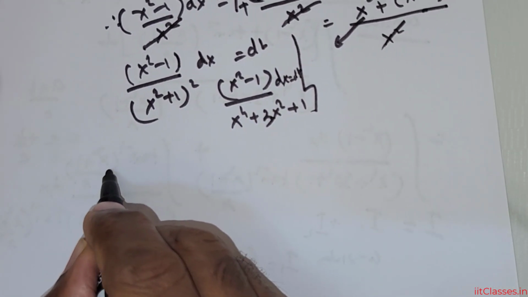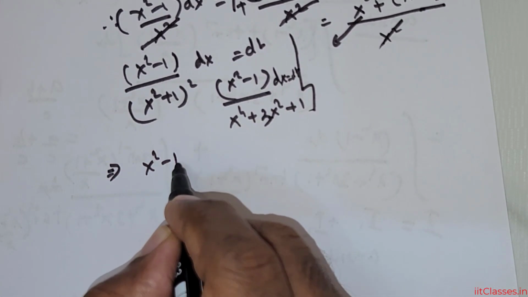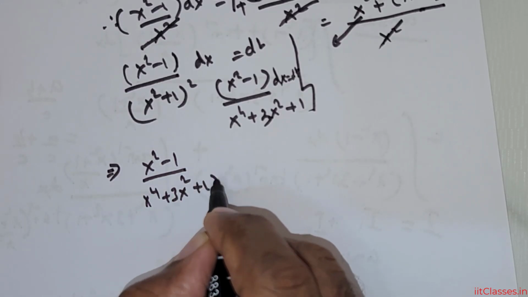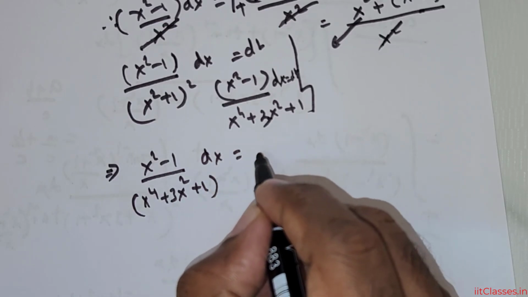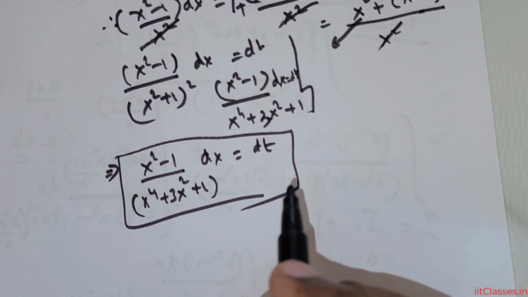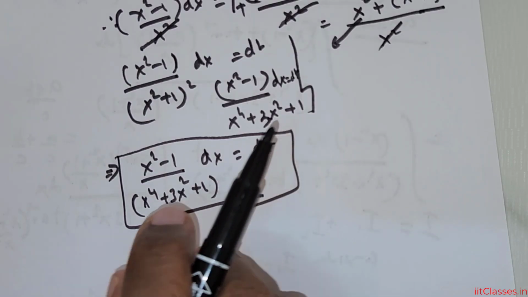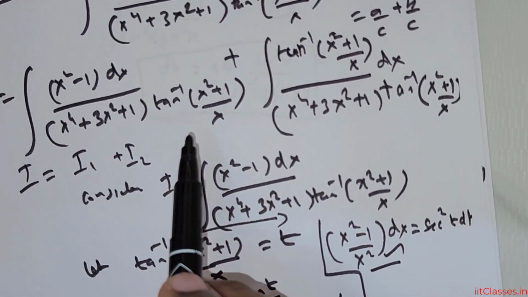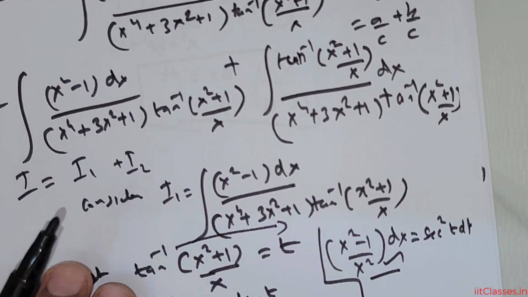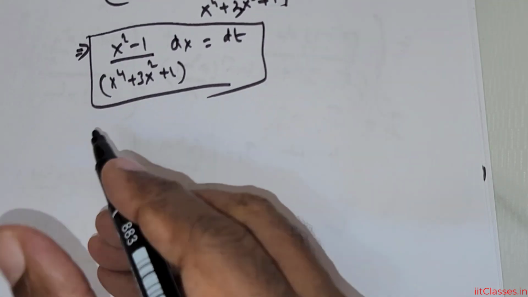So let me rewrite it again. This means (x² − 1) over (x⁴ + 3x² + 1) times the dx is equal to dt. Okay, so let me go back to the question. So this is our I1, right? So I need to write this I1.